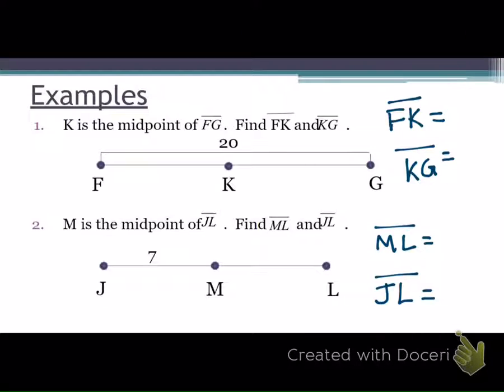Alright, so K is the midpoint of segment FG. So that splits it in half. So what we know is this segment is congruent to this segment. That's how we mark it congruent, by the same way. We mark it with a little dash. So if 20 is the whole thing, and I know these 2 segments are going to be the same thing, how do I find FK and KG? What would I do?